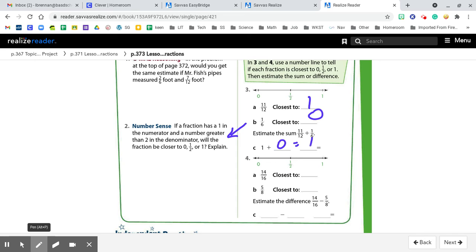For the next one, number 4, 14/16. Again, you only need 2 more sixteenths to get close to 1. And remember, for sixteenths, a half would be 8/16. So 14/16 is way bigger than a half. It's closer to the whole. And 5/8, a half would be 4/8. That's renaming it to an equivalent fraction. So 5/8 is pretty close to a half. Estimate the difference, so we're subtracting. 1 minus 1/2 is equal to a half.